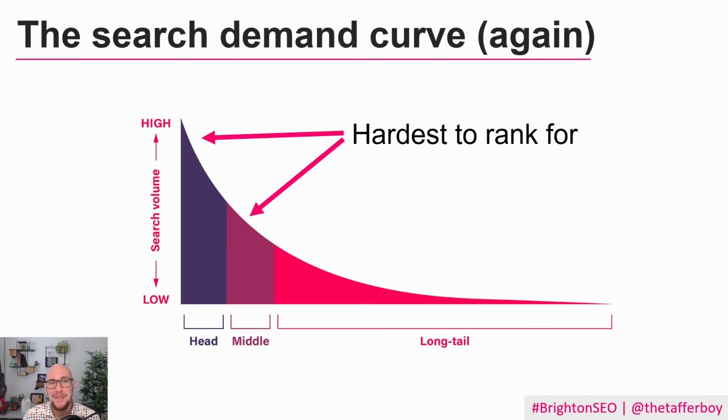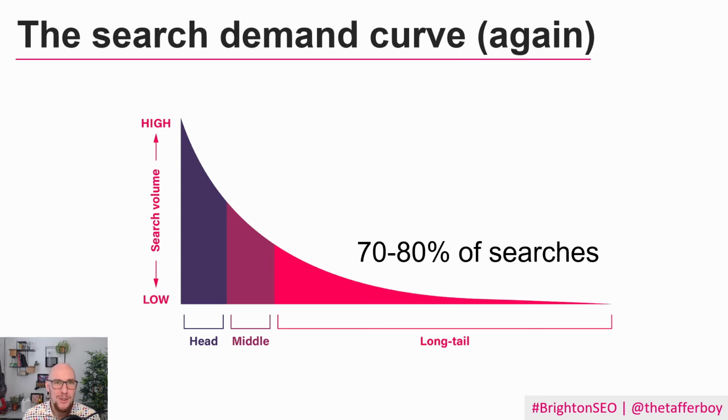I'm sure all of you have seen this kind of search demand curve before as well. And it's worth thinking about that if we set ourselves up this way, we're also setting our forecasting, setting our targets on the hardest to rank for terms. And depending who you ask, which data you look at, we know 70–80% of searches are actually in this long tail, which has very, very little data. A lot of them do come up as zero searches.